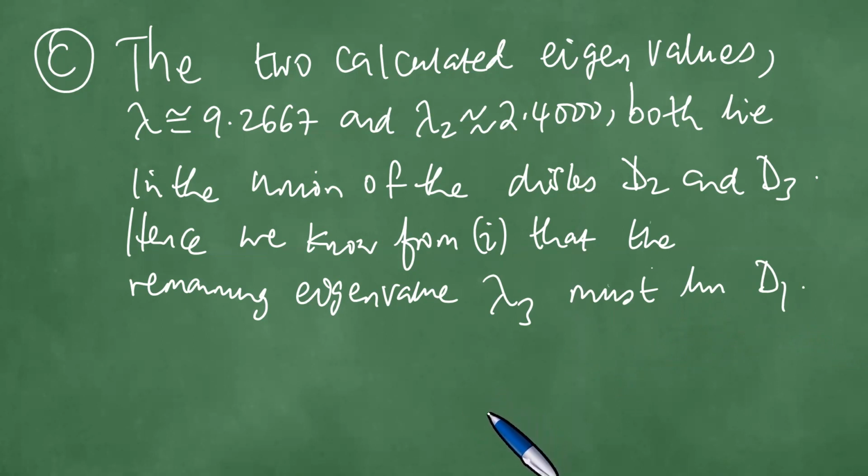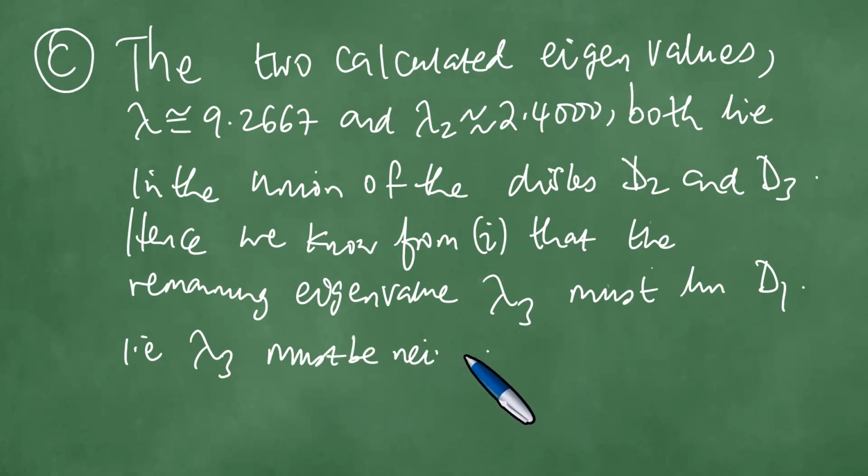Okay, must lie in D1. Right now, a couple of things I want us to consider: lambda 3 itself must be near minus 6. All right, so we continue.